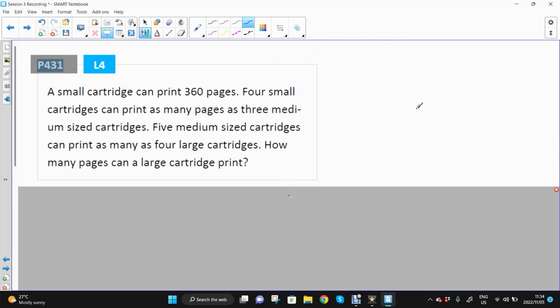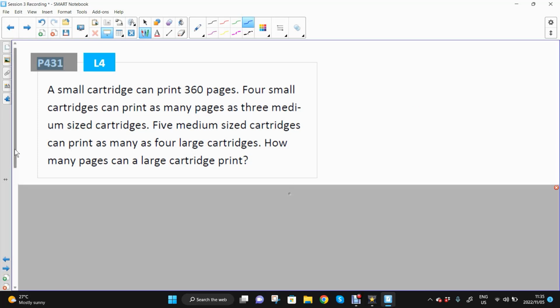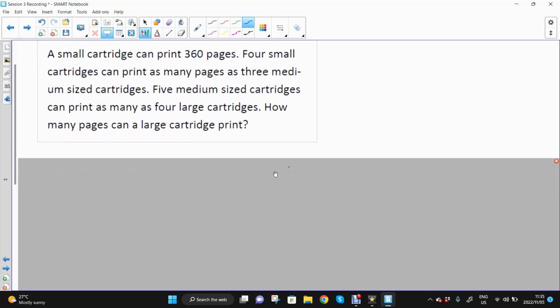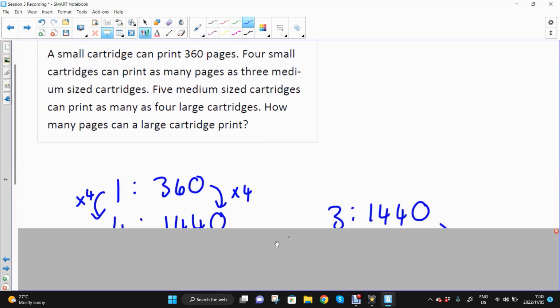A small cartridge can print 360 pages. 4 small cartridges can print as many pages as 3 medium-sized cartridges. 5 medium-sized cartridges can print as many as 4 large ones. How many pages can a large cartridge print? Now, just take it bit by bit. It might sound a little bit confusing, but if you go one by one, then it's not actually that bad.